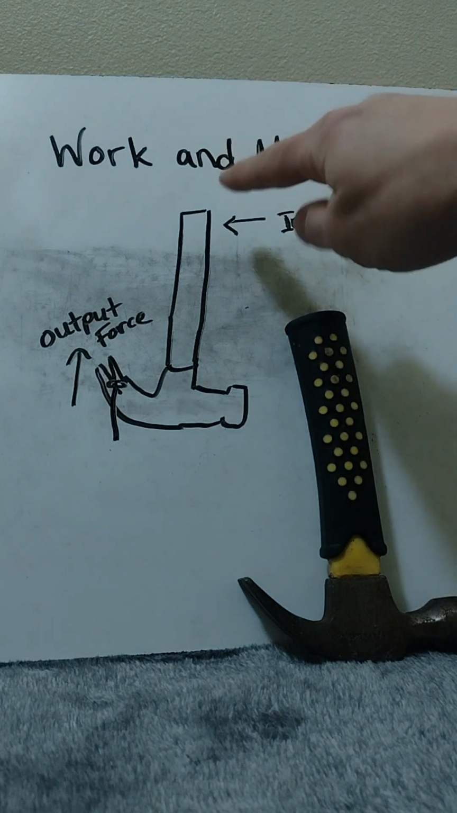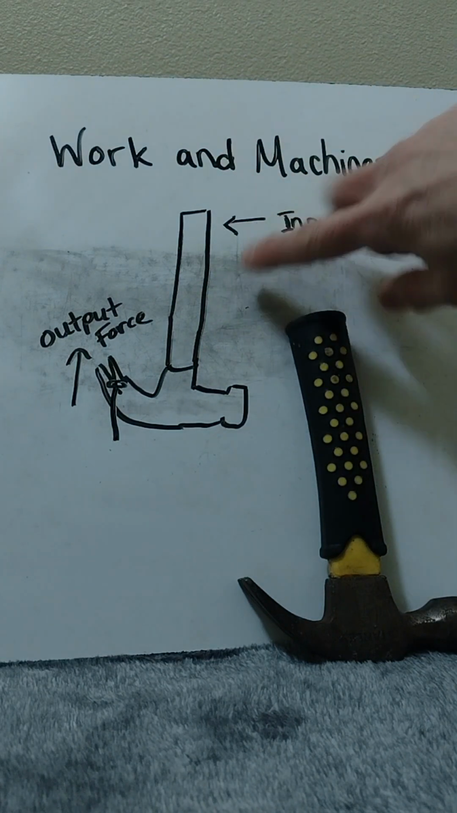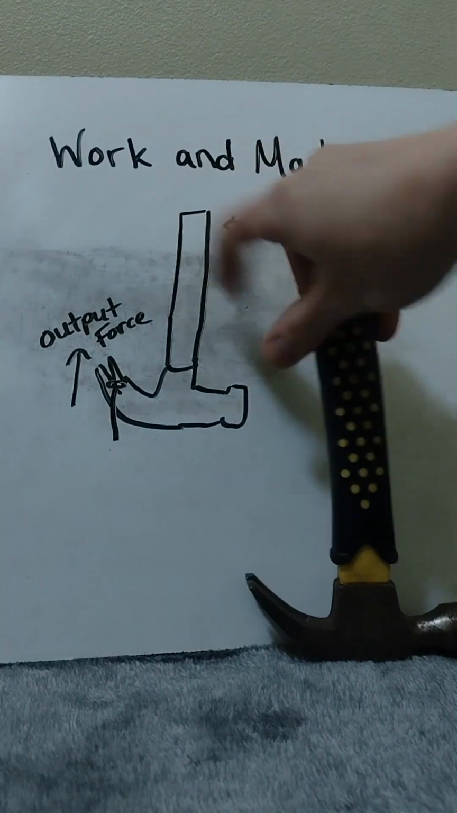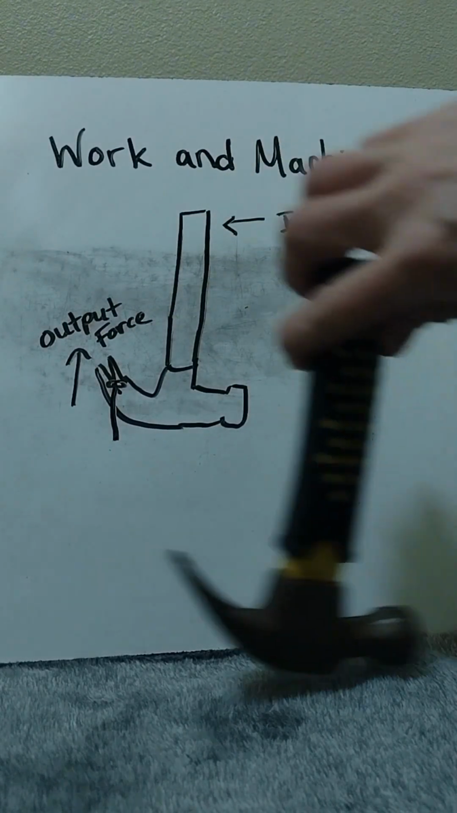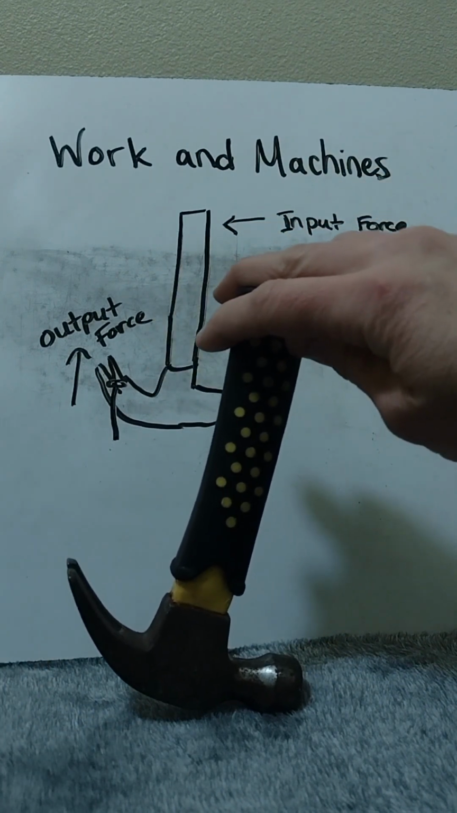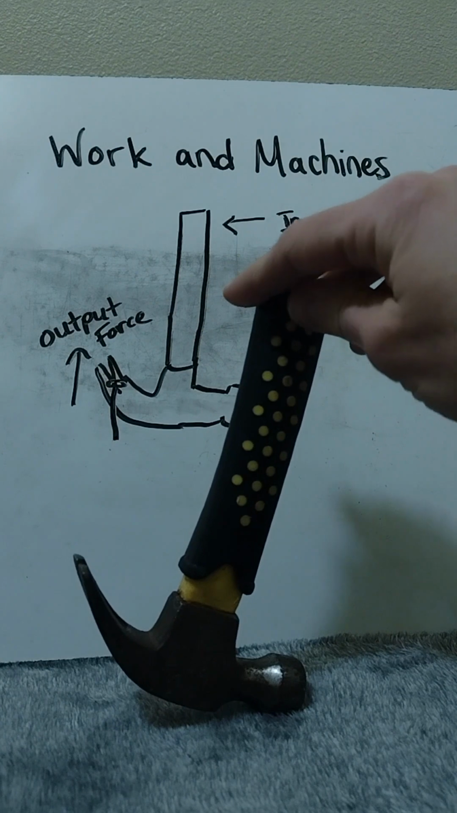So in this example, your input force is going this direction. I put it the wrong direction. It's actually over here pushing this direction, okay? And then your output force is going this direction. So it's changed the direction of your force, so that's useful.